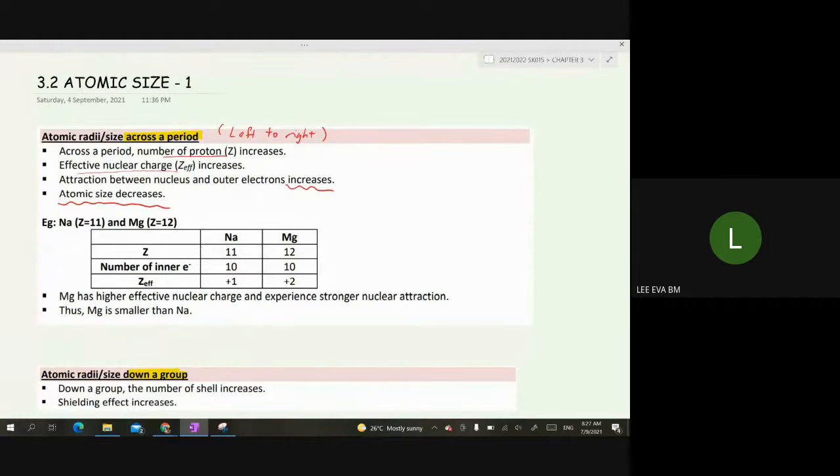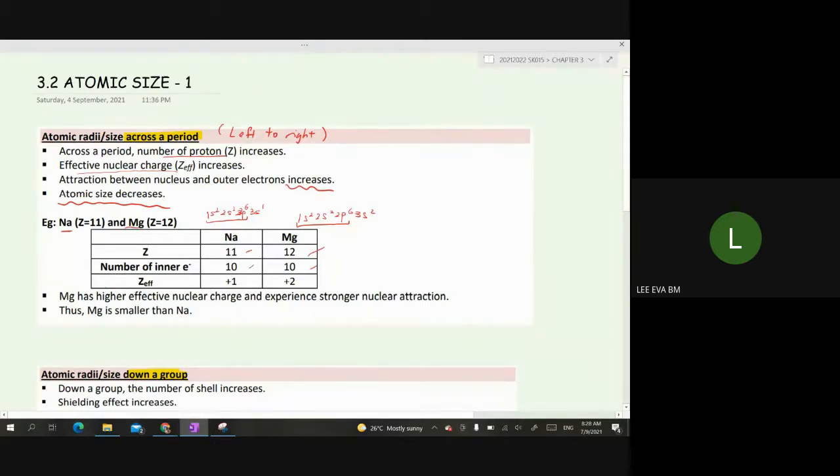If you look at the example given, sodium and magnesium, proton number 11 and 12. In the table, it's similar to the diagram just now. Proton number 11, proton number 12, but the inner electrons are the same. Sodium is 1s2, 2s2, 2p6, 3s1. So core electrons, you have 10 electrons. Inner electrons, you have 10. Magnesium also the same thing: 1s2, 2s2, 2p6, 3s2. The inner electrons also you have 10.